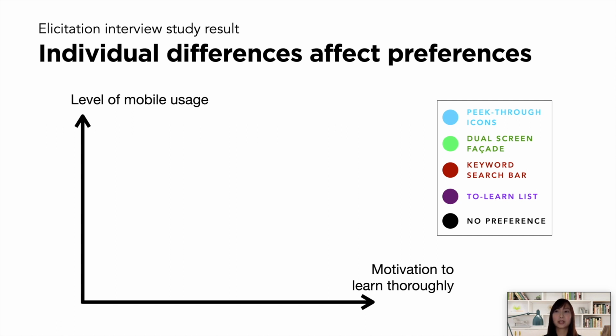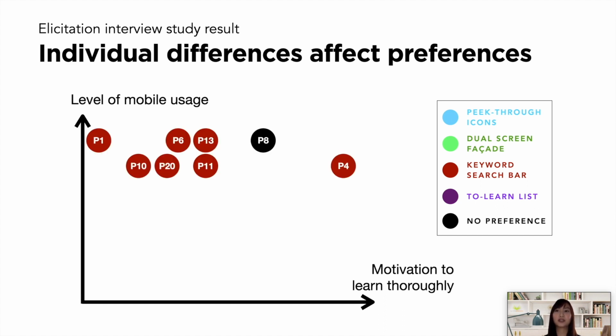Some participants often perform complex tasks on their mobile devices while they are on the go. As such, they appreciated support tools that enable them to learn directly on the mobile device. This is partly why the keyword search bar is the most preferred, followed by the to-learn list.